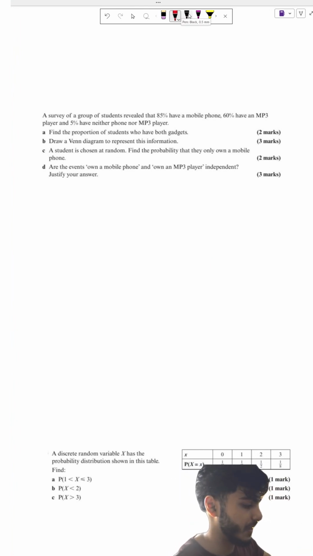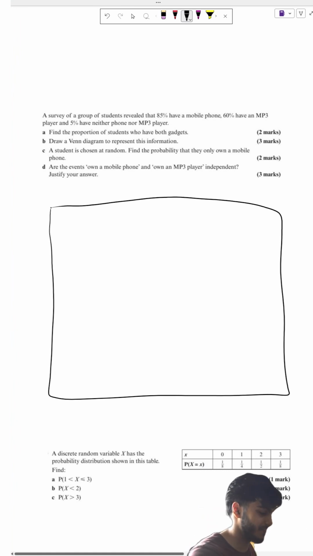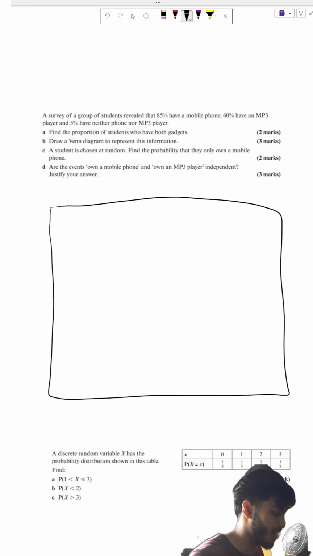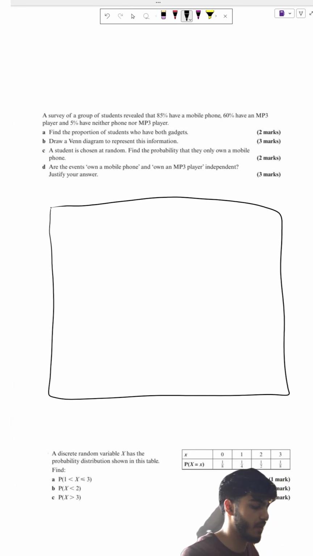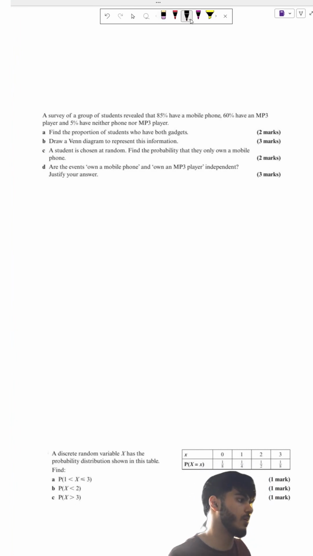Okay. I want you guys to have a go at this as well. We have a mobile phone, MP3 player, and neither. Find the proportion of students who have both gadgets. Okay, this is a very nice question. In your actual stats exam, it's probably going to be a Venn diagram question. I'm not gonna lie. Venn diagram questions, when they pop up, they can be so hard. Of course, Grace, we're going to be doing that more towards the end of the session.